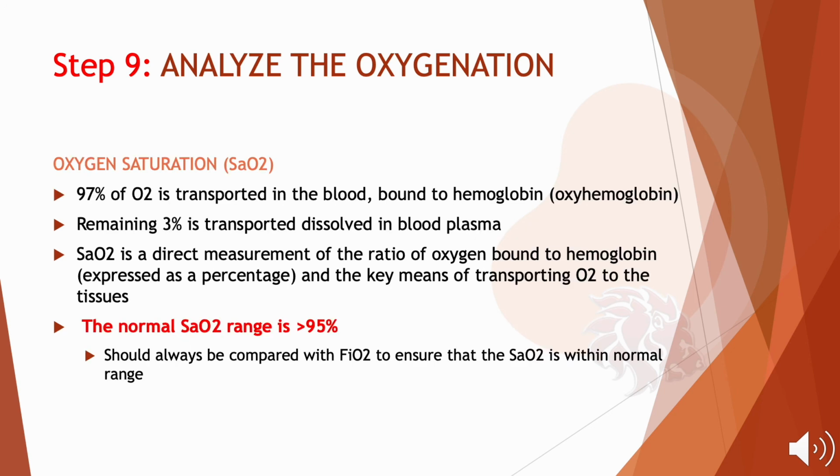97% of oxygen is transported in the blood bound to hemoglobin. The remaining 3% is transported dissolved in the blood plasma. The saturation of oxygen in the arterial blood is a direct measurement of the ratio of oxygen bound to hemoglobin, expressed as a percentage, and the key means of transporting oxygen to the tissues.